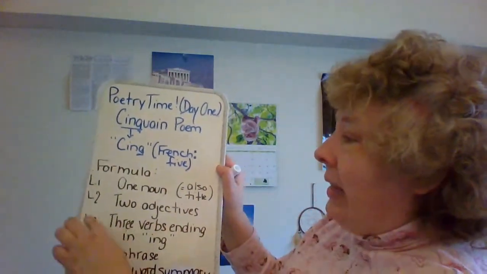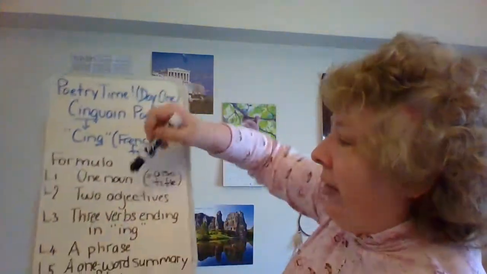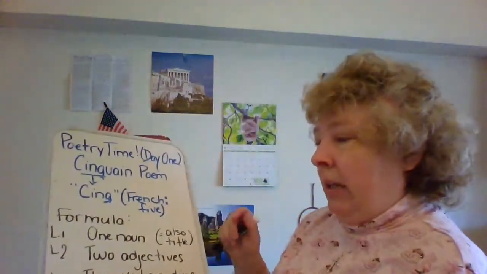Line 3, 3 verbs. Remember, action. We're not talking state of being, just is, are, no. We're talking doing. Jumping, sitting, talking. 3 verbs ending in ing. So you take your verb, for instance, sleep. It's got to be an ing. Sleeping. Eat, eating. Write, writing. Again, put commas.